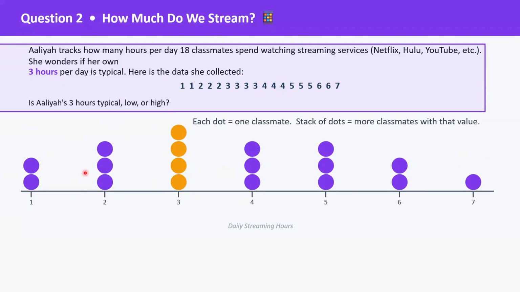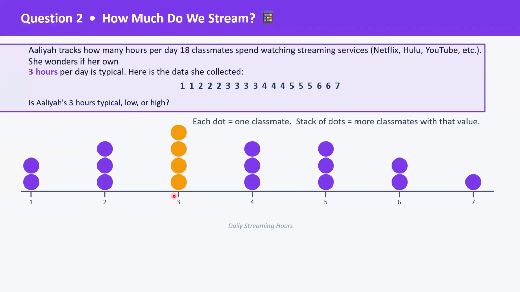What do you see? I see that 3 hours is the most common, and that's the mode. What values do you see the most often? I notice that 3 hours has the tallest stack. That means it is the mode.